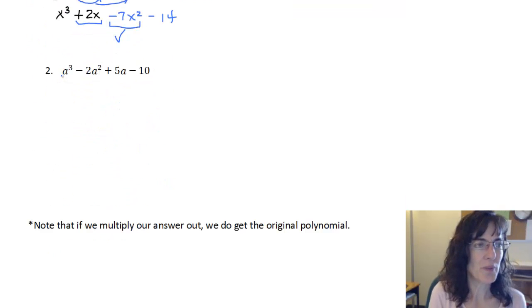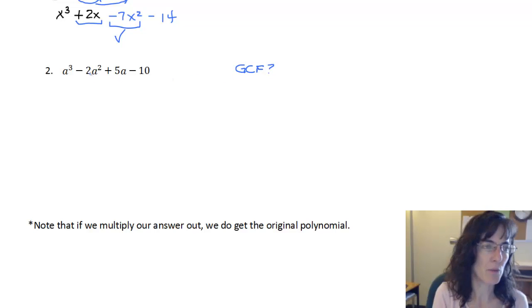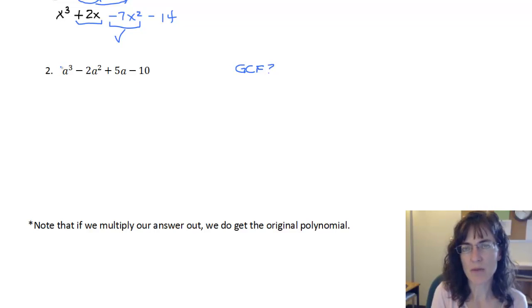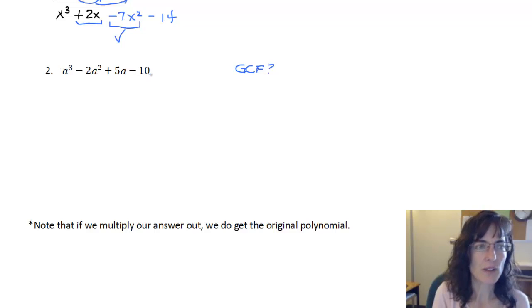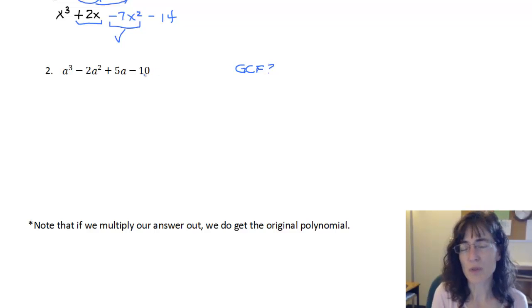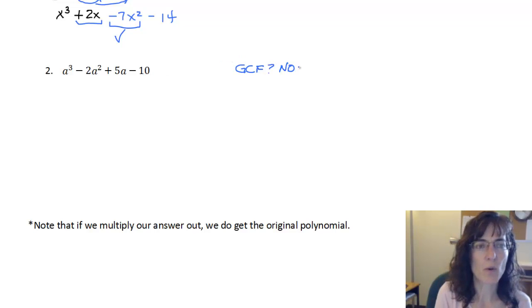Number 2, a cubed minus 2a squared plus 5a minus 10. So I want to try factor by grouping, but first I want to look for a greatest common factor. And I'm looking on every term. This one has a 1 for its lead coefficient, so I know there can't be a greatest common factor of a number. And then I look on the last term and there's no variables, so I know there can't be a greatest common factor of a variable for the whole problem. So no greatest common factor for the whole problem.